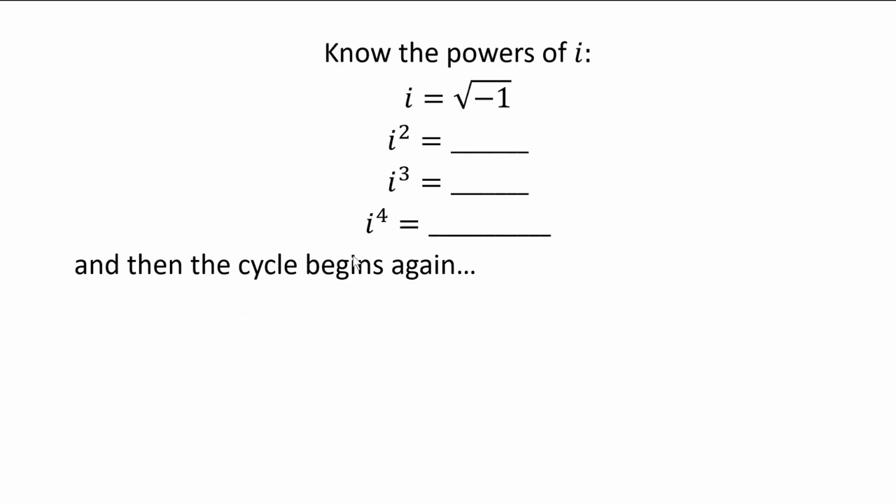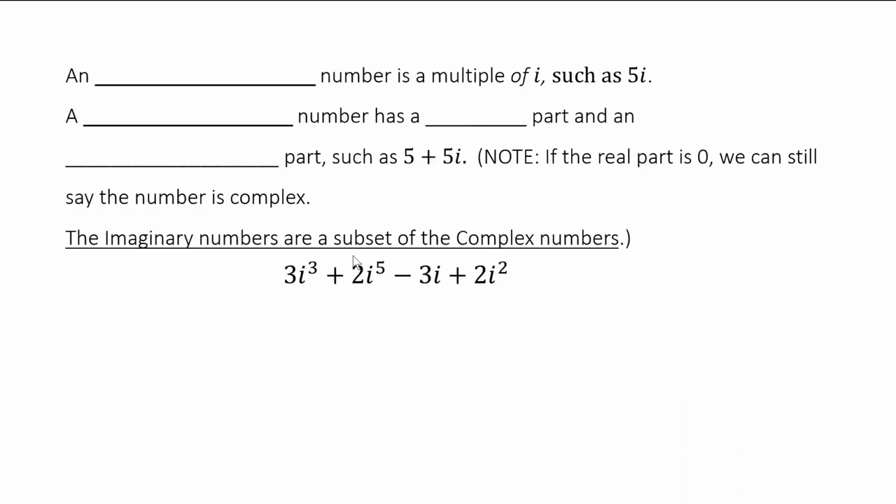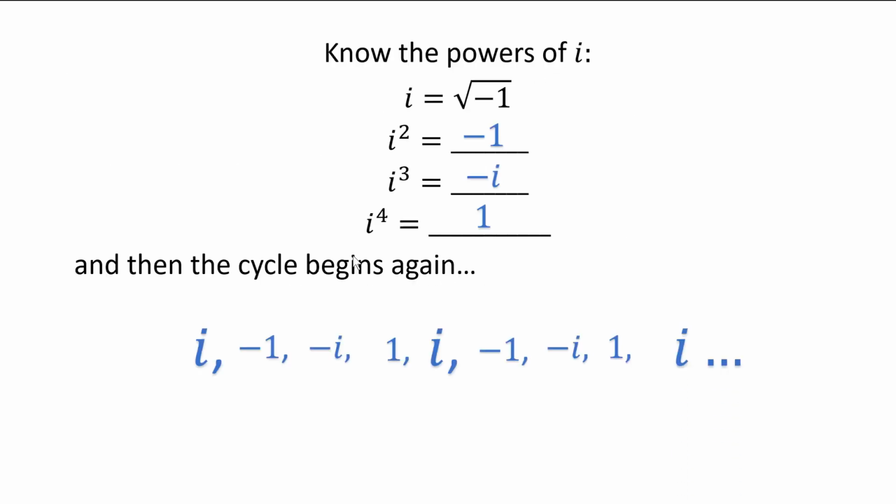Know the powers of i. So remember, if i is the square root of -1, then i squared is -1. That's the whole definition of square root. i cubed is -1 times i, so negative i. And then i to the fourth is -1 times -1, because it's i squared times i squared, so it's just 1. And then the cycle starts all over, and it just keeps going. i, -1, -i, 1. i, -1, -i, 1. As you go up in your powers, it just keeps going around.